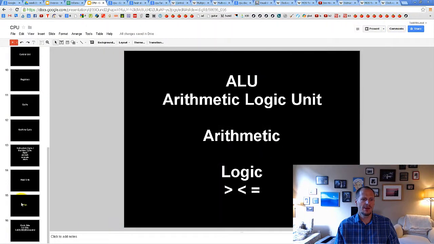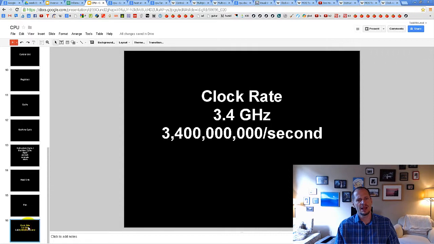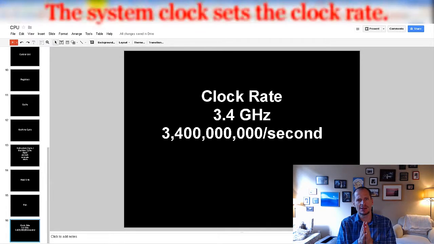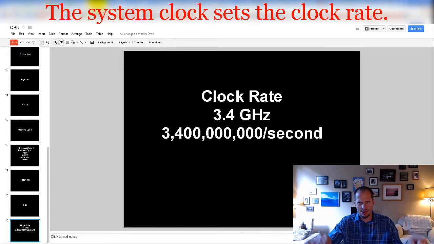What does that mean? The computer has something called the clock rate, and the clock rate is how fast the CPU is operating. The system clock is kind of like the conductor within the computer, like the conductor of an orchestra, setting the pace and the tempo by which everybody else in the orchestra is playing their instruments. And so the system clock sets the clock rate, and that's really the pace at which everything is happening inside the computer.